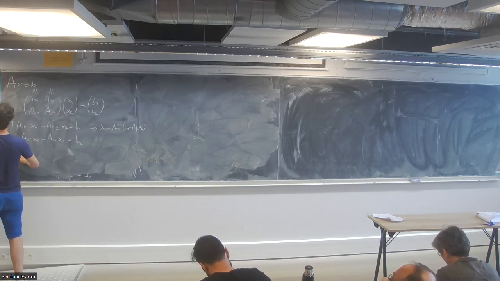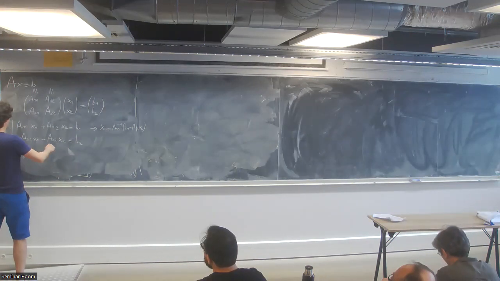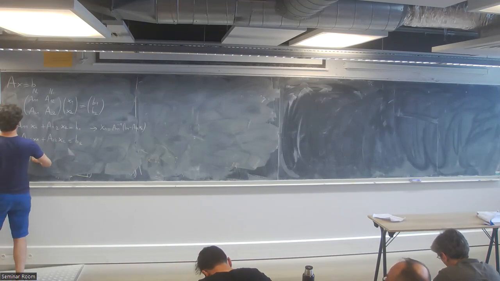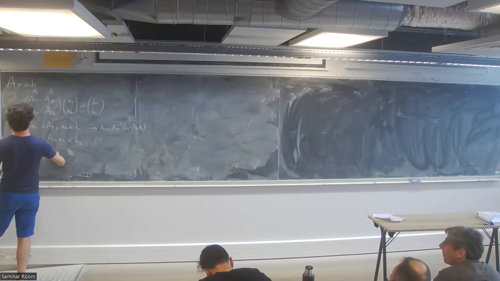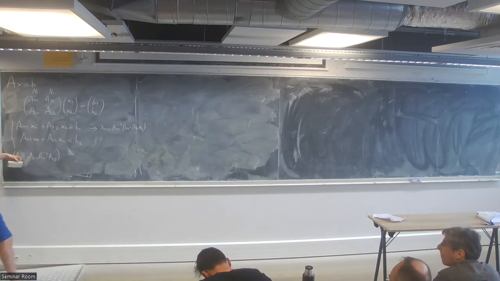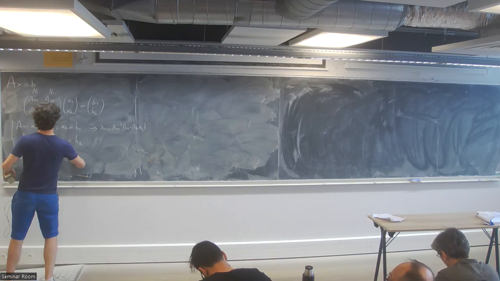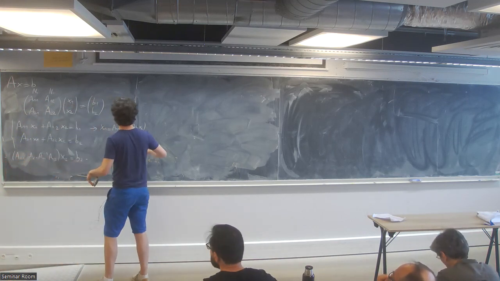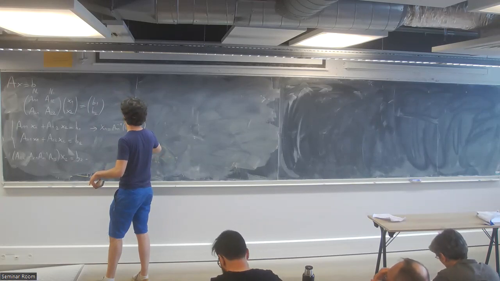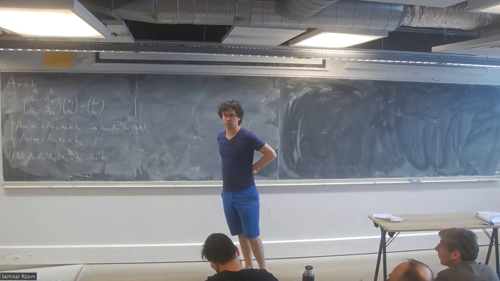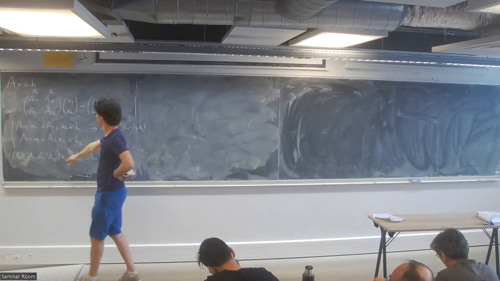If you merge everything together, you get A22 minus A21 A11 inverse A12. With this partitioning, it's nice to check if these formulas make sense, because these indices have to match. You have to contract the 1 with the 1 here and so on. So this times x2 is equal to b2 minus A21 A11 inverse b1. And now you can solve for x2.